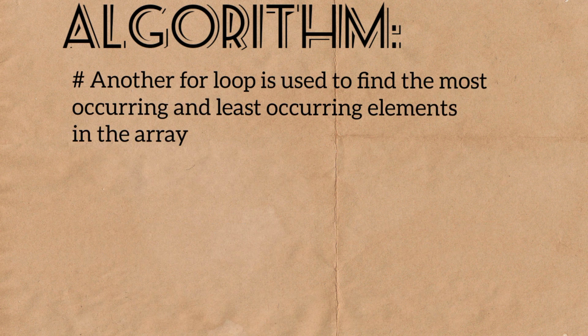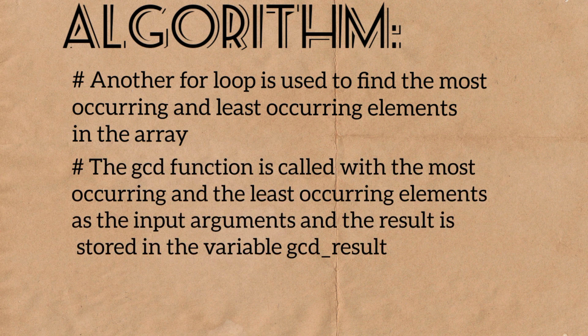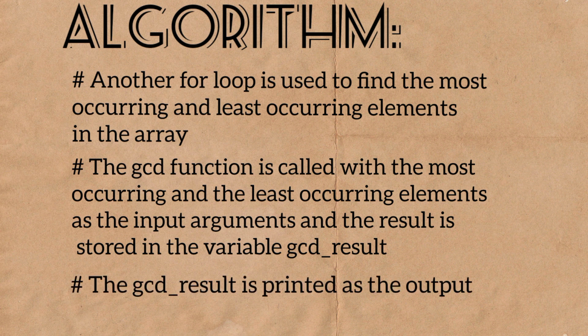Another for loop is used to find the most occurring and least occurring elements in the array. The GCD function is called with the most occurring and least occurring elements as the input arguments, and the result is stored in the variable GCD result. The GCD result is printed as the output.